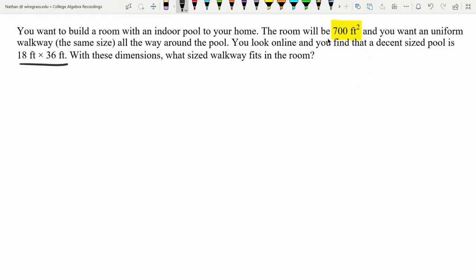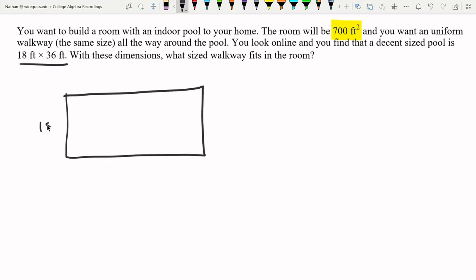So with these dimensions, what size walkway fits in the room? Well, we know it's going to be 700 feet squared, and 18 by 36 feet is a certain square footage. And we've got to figure out how much is the walkway. So whenever possible, always draw a picture because it's going to make the mathematics a little bit easier to see. So 18 by 36 is really twice as long as it is wide. And then on top of that, I'm actually going to write this on the inside here, 18 by 36. And on top of that, we're going to have a uniform walkway.